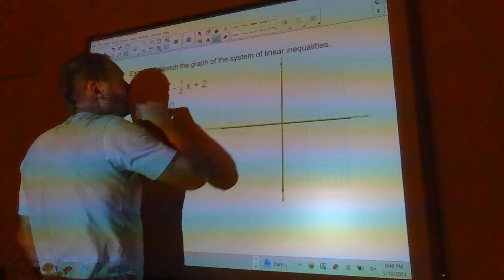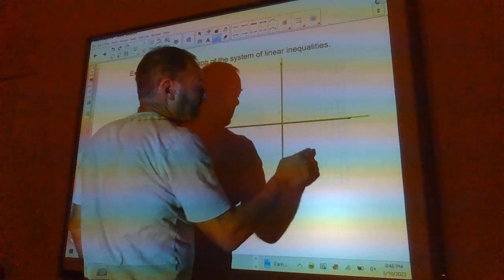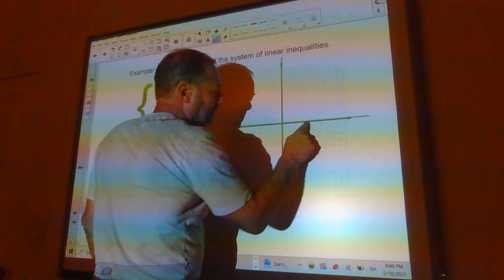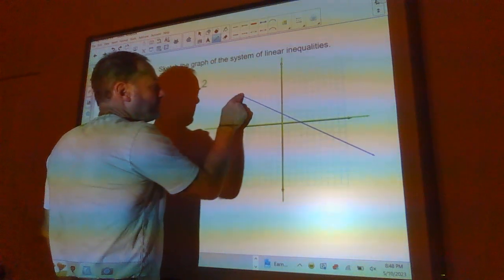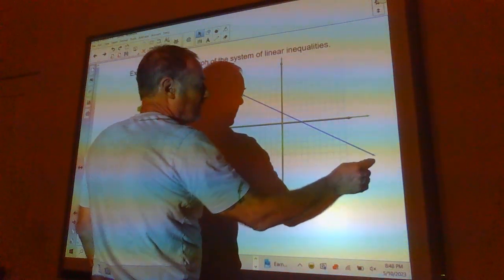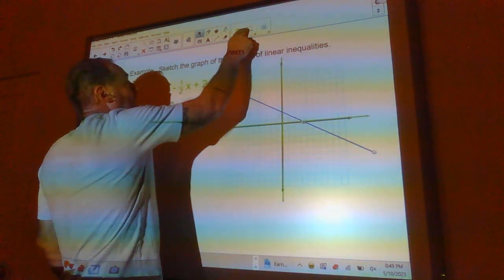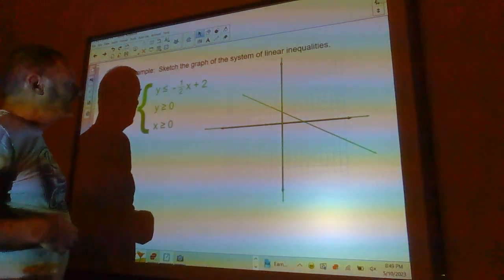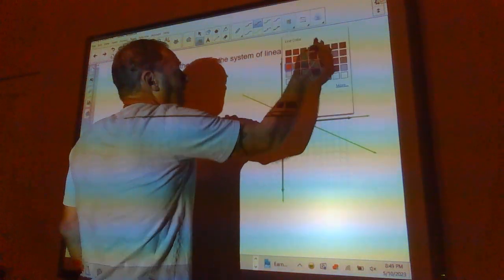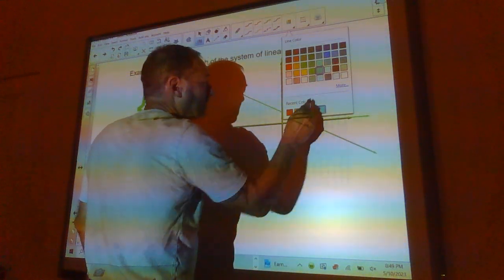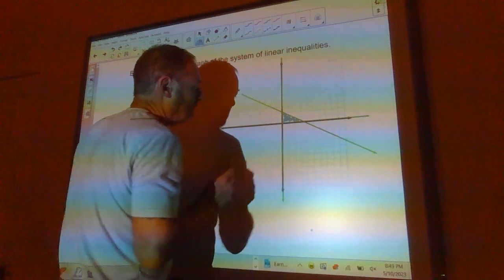Now I've got this line right here. It has a y-intercept of 2 and a slope of -1/2, so it's going to start here, go here, go here. Here's my line, and that's also a solid line. I need to be less than that, so that cuts off all of this up here. It leaves me with this shaded region right in here. So there's my solution set.